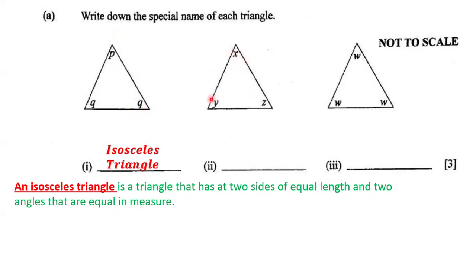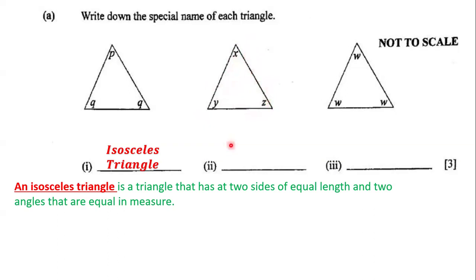Next, we have this triangle. We have X, Y, and Z. And because we're using different letters, that means that each of these angles, their sizes are different. So each of these angles are different. They don't have the same size. So X has a particular size, Y has a particular size, and Z has a particular size. So when we look at these angles of the triangle, all of the sizes of these angles are different.